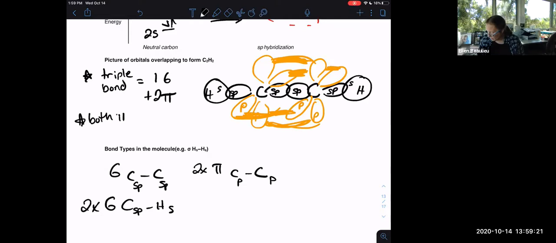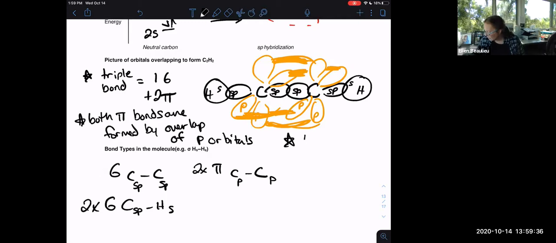Both pi bonds are formed by the overlap of p orbitals. The p orbitals are 90 degrees from each other.